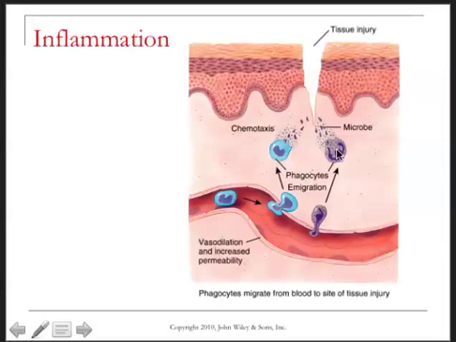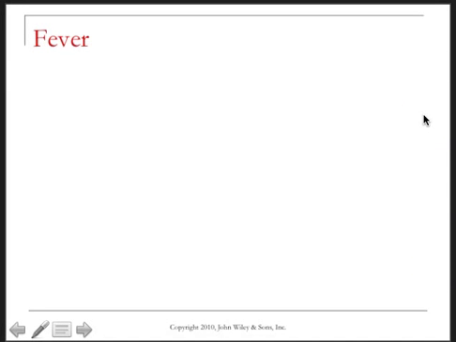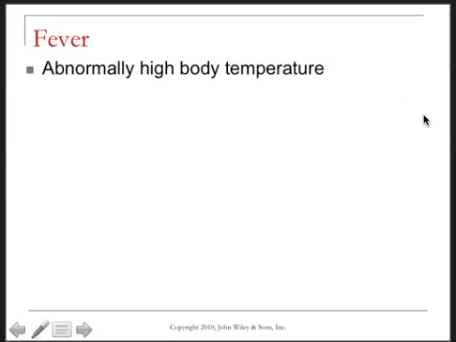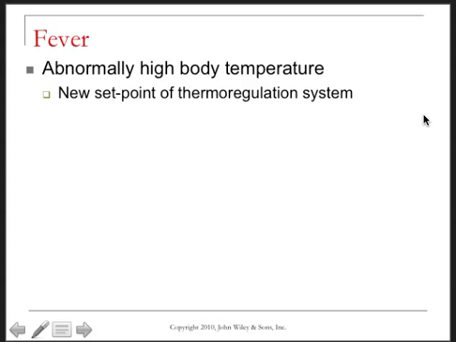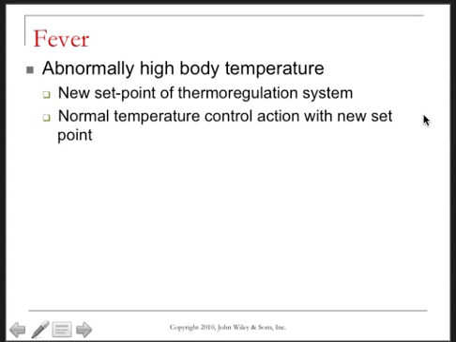Once the damaged tissue has been cleared away and the pathogens have been removed, the white cells jump back into the circulation, and they head off to their next destination. Fever is an abnormally high body temperature. It results from chemicals called pyrogens being released that cause the hypothalamus to set a higher body temperature. So this is the new set point of the thermoregulatory system. The normal temperature control action now has a new set point.